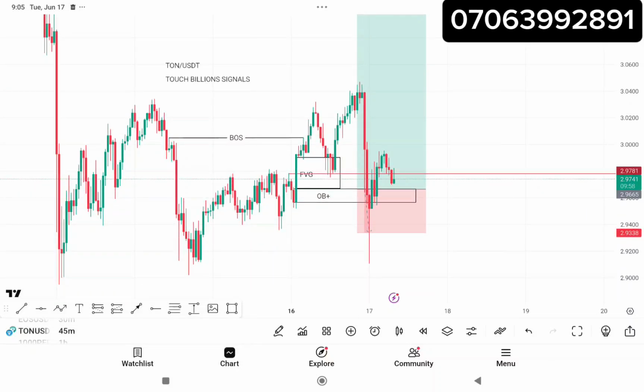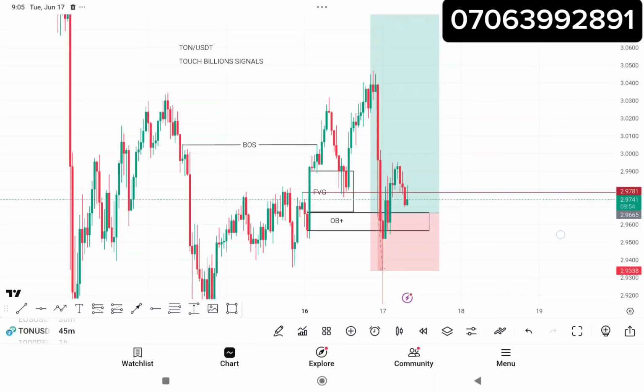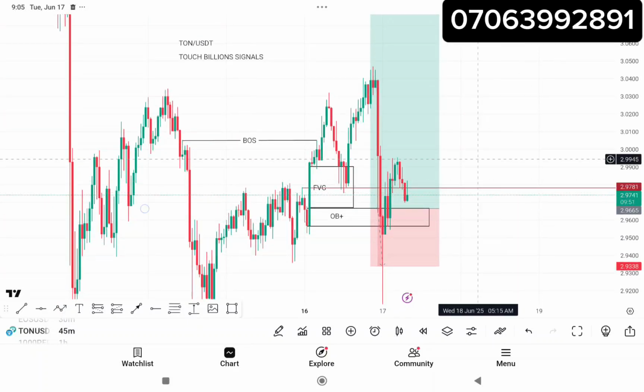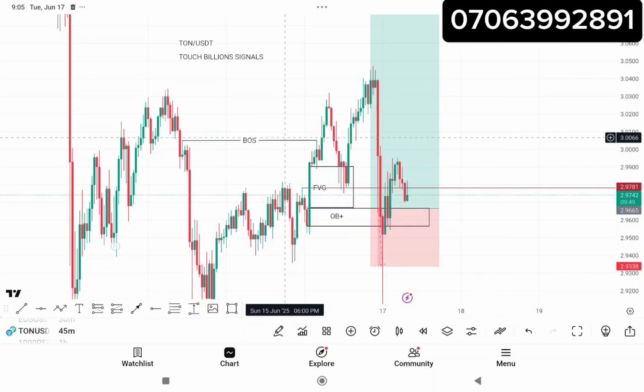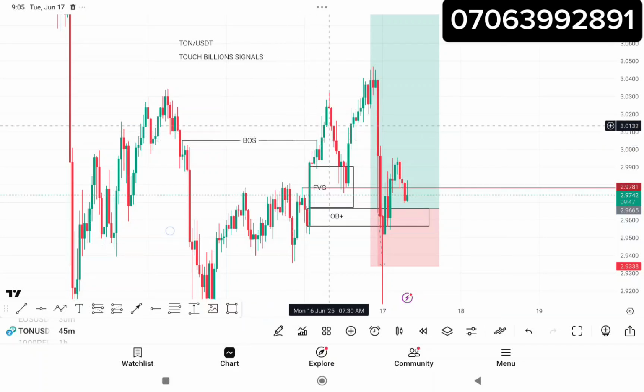So very good here. At first, if you look here, you see that we had a scenario where there will be a break of structure. There was a break of structure at this point, and the market was already at the very top here, as of when this trade was given in the community.